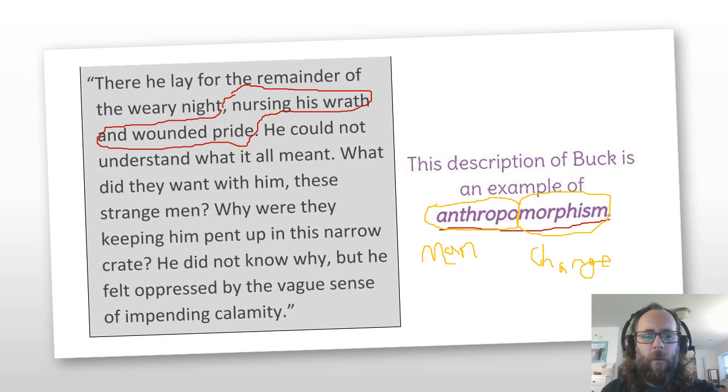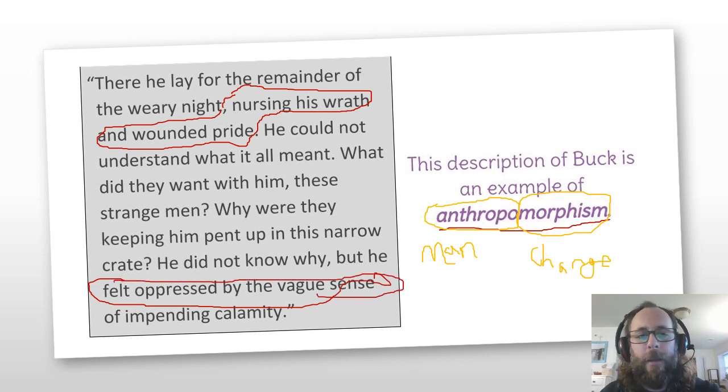And also here, when he feels oppressed by a vague sense, well, that's ugly too. He feels oppressed by a vague sense. It's like he has these deep feelings of he's predicting something bad will happen. He's predicting bad things will happen. That's very human. So this is an example of anthropomorphism. I just want you to take note of that.